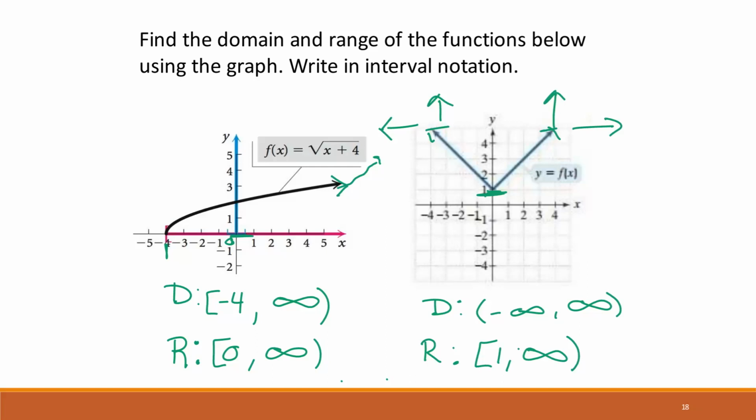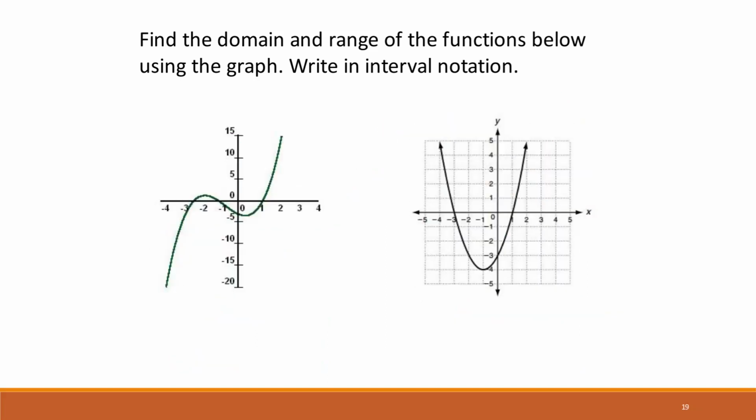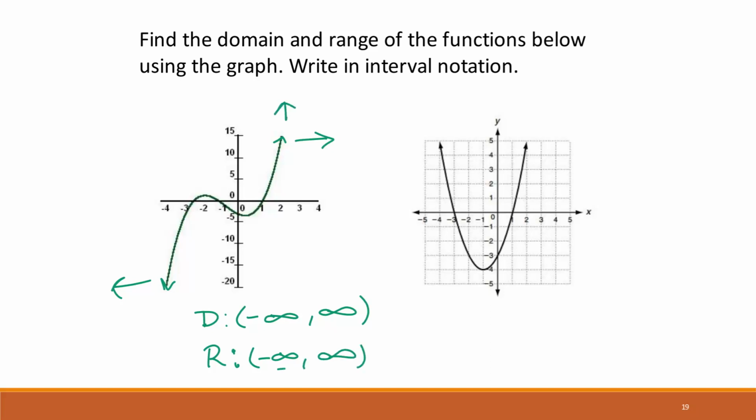So let's do a couple more. Here, if we take a look at these graphs here, our domain in this case is from negative infinity to positive infinity. Again, because we're going right here forever and left here forever. But our range is also negative infinity to positive infinity because we're going up forever and going down forever.